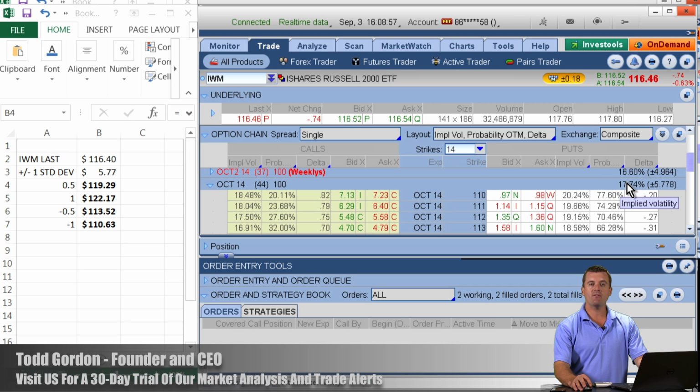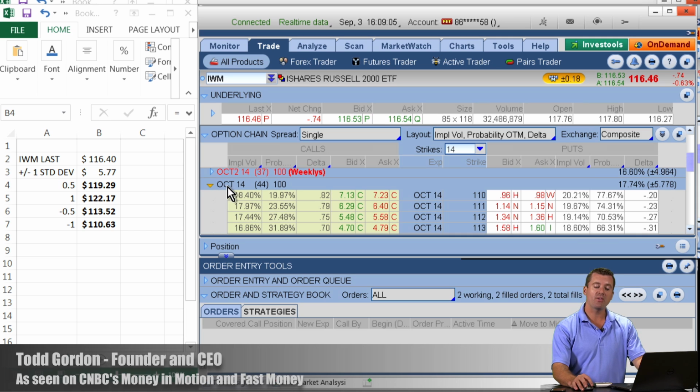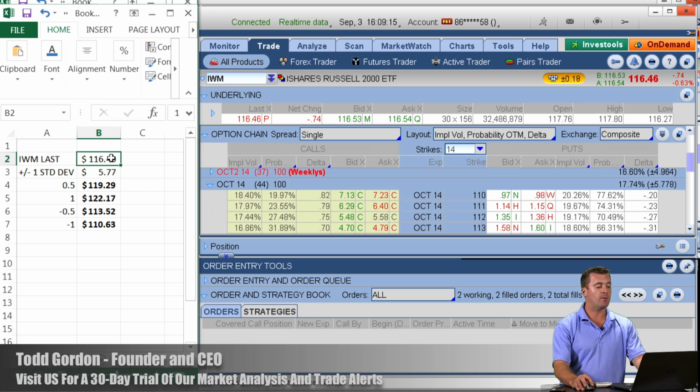This 17.74% is the implied volatility. That's the +1, -1 standard deviation for the October monthly options. It's $5.77. So what you do is take that and multiply it by the current price. Right now, IWM is 116.40, that's close enough. It closed at 46, that's fine. The +-1 is at 5.77. So a +1/2 standard deviation is at 119. A 1 standard deviation is at 122. -1/2 is at 113. And a full -1 standard deviation is 110.